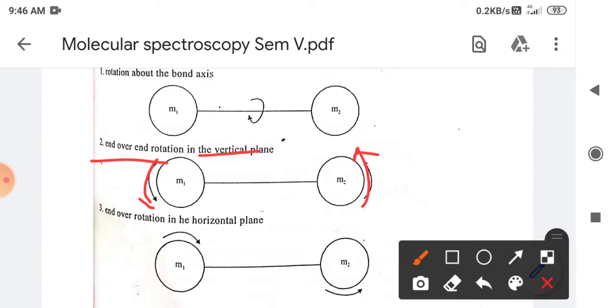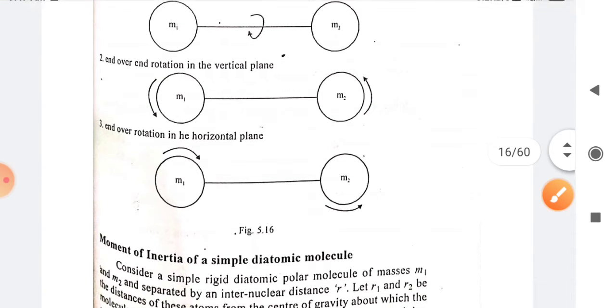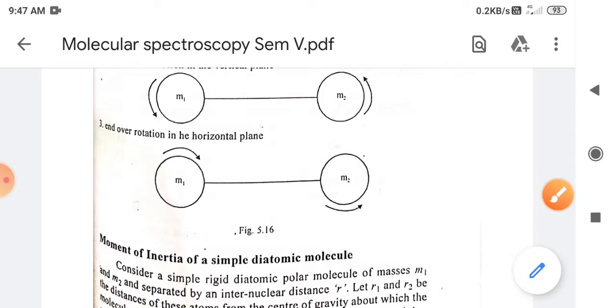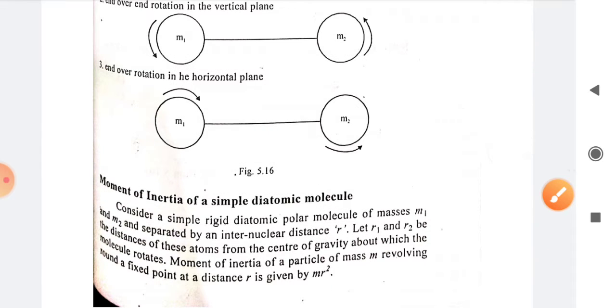direction and another in this direction. And the last one is the end-over rotation in the horizontal plane. So one atom is moving in the clockwise direction and the other in the anti-clockwise direction. So these are the three types of motion that can be observed in the given molecule.